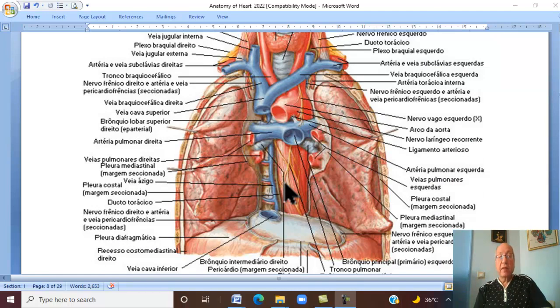This is another view after removal of the heart and the pericardium. We can see here the structures in the posterior mediastinum. This red color is the thoracic aorta, the descending aorta. This muscular structure is the esophagus. This vein is the azygos vein. This fine duct is the thoracic duct, which is a lymph duct. And along the upper border of the base, passing these arteries, the right and the left pulmonary artery.